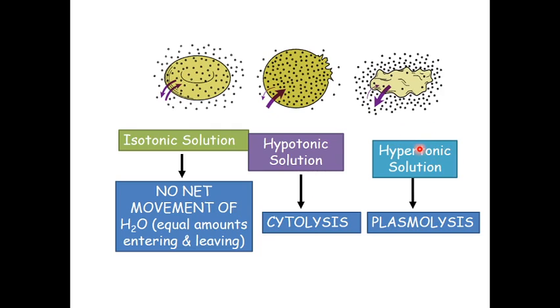And in a hypertonic solution, water is moving out of the cell and the cell will shrink. So the plasma of the cell looks like it is in a shrunken state, and you can call it plasmolysis. Okay, so these are all the technical terms involved in these different states of the cell.